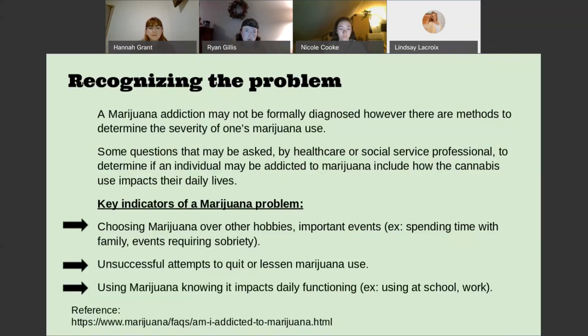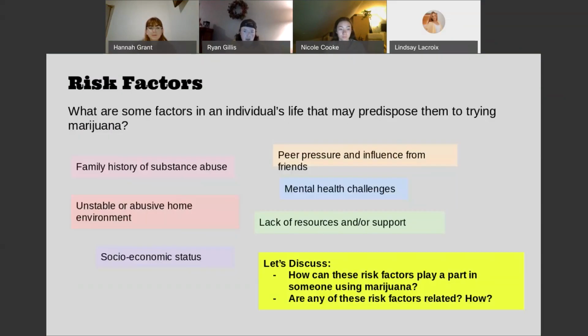Now, there's also some risk factors involved with marijuana use.